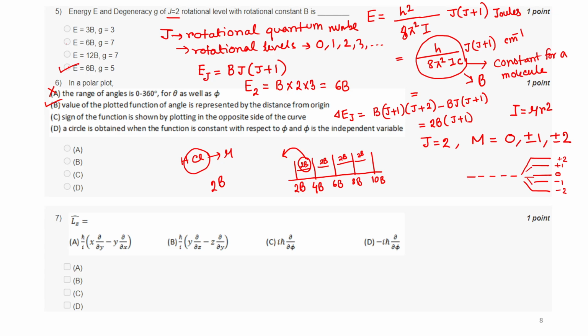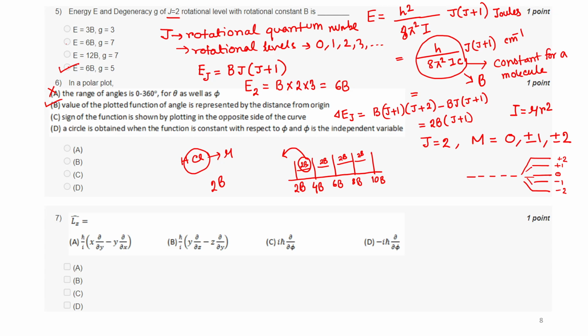What about question statement 3? That the sign of the function is shown by plotting the opposite side of the curve. That is actually not correct, right? Because the sign can be shown using a different color. You are eventually going to plot, but you don't know whether that is negative or not. So that depends.